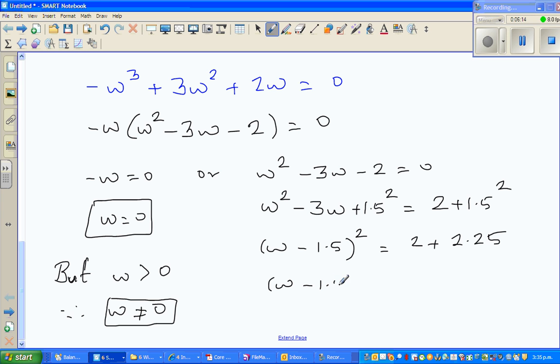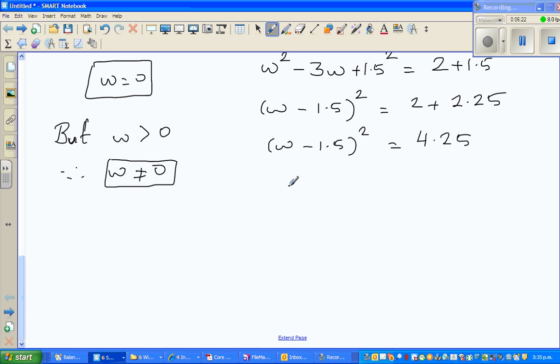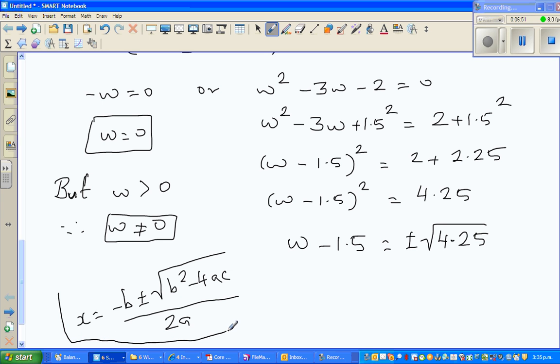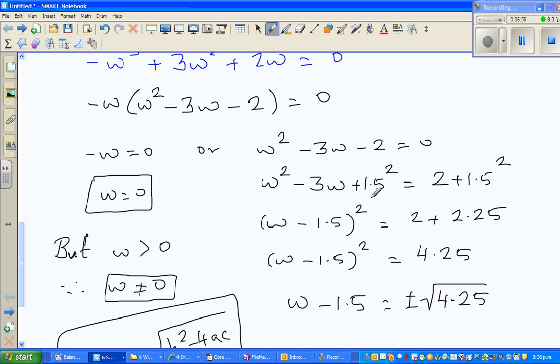So W minus 1.5 squared is equal to 4.25. So W minus 1.5 is equal to plus or minus the square root of 4.25. The method that I'm showing you is nothing but the quadratic formula. You know the quadratic formula is x is minus b plus or minus the square root of b squared minus 4ac over 2a. You don't even need to remember the formula if you know how to do it by completing the square. The method is very simple. You take half of this number and then square it. Half of 3 is 1.5, don't look at the sign, because when you're squaring it, it's always going to be positive. So you write 1.5 squared here, and you write 1.5 squared here.